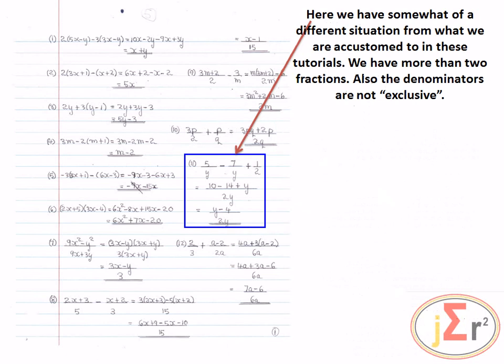Here we have somewhat of a different situation from what we are accustomed to in these tutorials. We have more than 2 fractions. Also, the denominators are not exclusive. Now that we have 3 fractions, what do we do? We cannot, when we are adding 3 fractions, take the simplified approach that we have taken on the other occasions. That simplified approach is applicable when we have only 2 fractions. So we cannot do that.